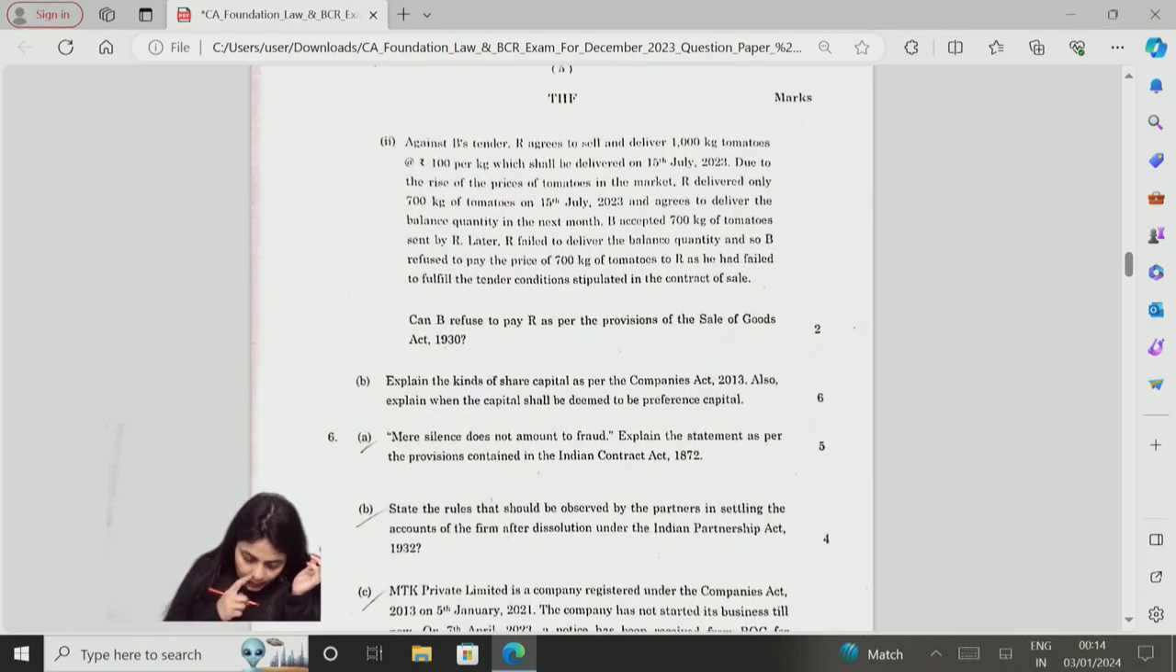Against B's tender, R agrees to sell and deliver 1,000 kgs of tomatoes at rupees 100 per kg, which shall be delivered on 15 July. Due to the rise of price of tomatoes in the market, R delivered only 700 kgs of tomatoes on 15 July and agrees to deliver the balance quantity in the next month. B accepted 700 kgs of tomatoes sent by R. Later, R failed to deliver the balance quantity, and so B refused to pay the price of 700 kgs to R, as he had failed to fulfill the tender conditions stipulated in the contract of sale. Can B refuse to pay as per the provisions?